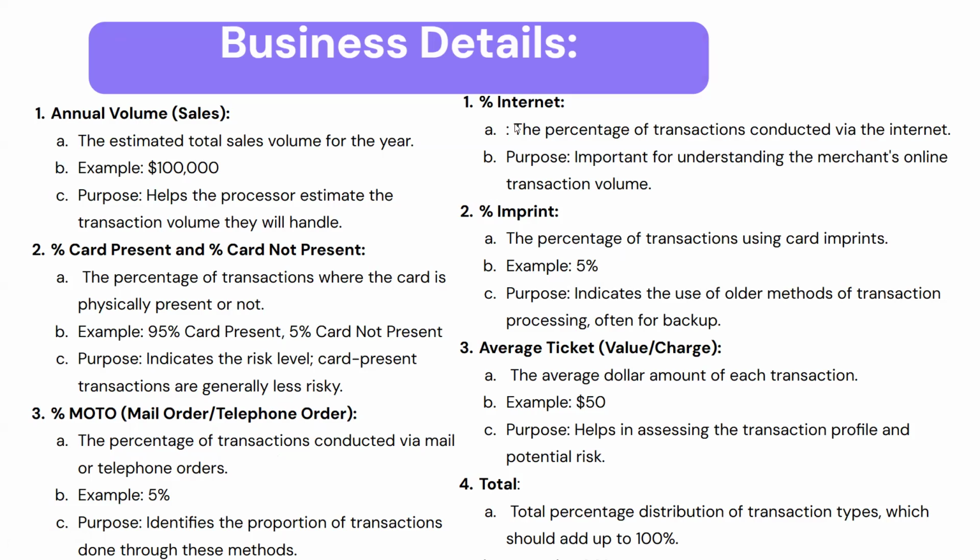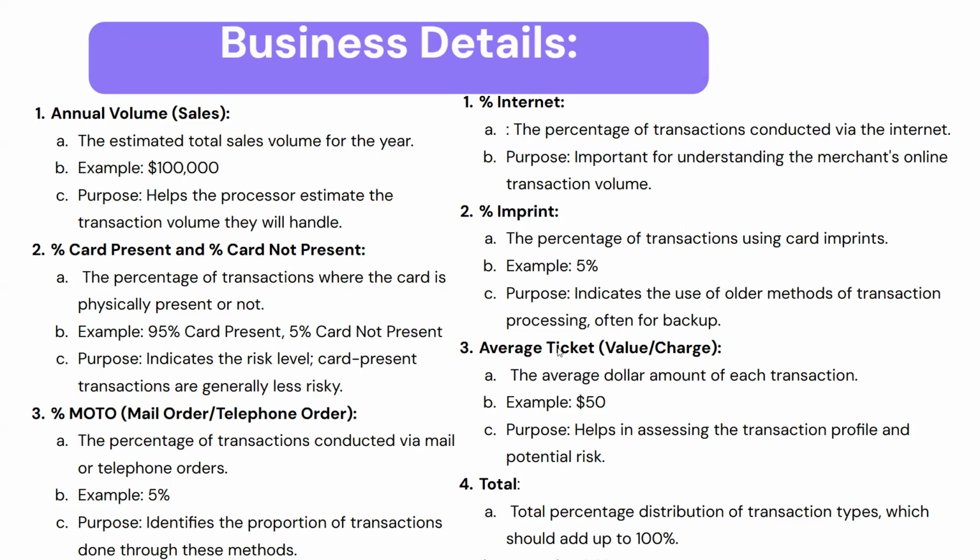We also have the percent of internet, the percentage of transactions conducted via the internet. The purpose of this is important for understanding the merchant's online transaction volume. We also have the percentage of imprint. This is the percentage of transaction using card imprints. Purpose of this indicates the use of older methods of transaction processing, often for backup.